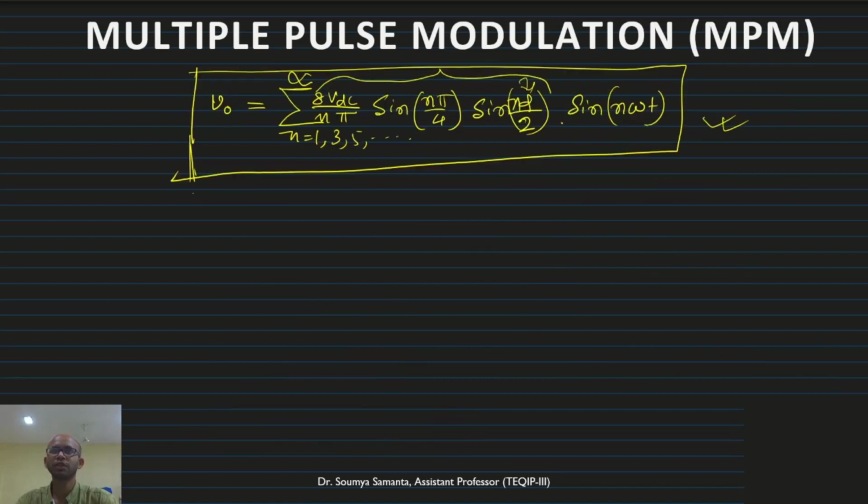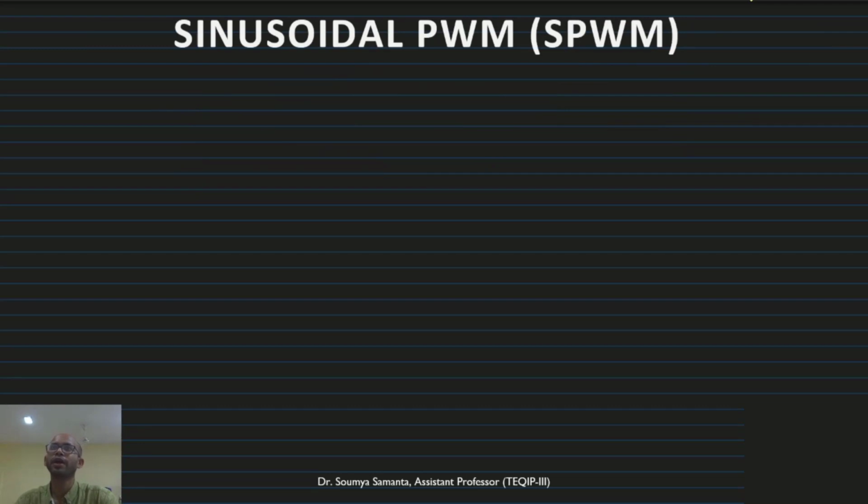So this is multiple pulse modulation. You can increase the number of pulses and then derive this in a similar way. In multiple pulse modulation I have shown you for 2 pulses. What will the expression be for the 2 pulse modulation? Now next is sinusoidal pulse width modulation.